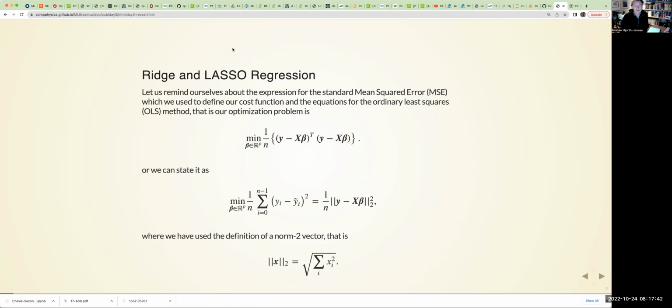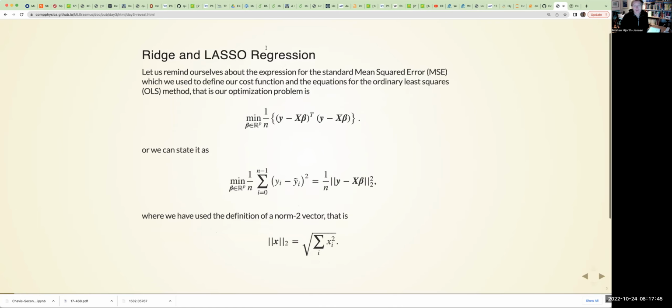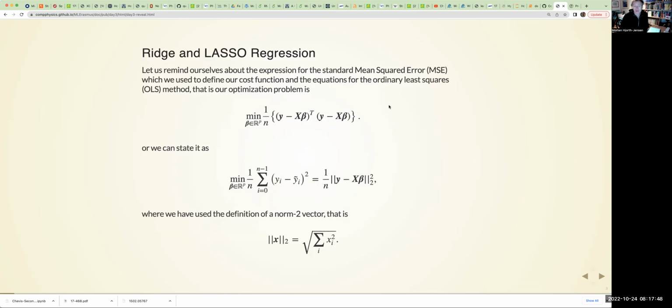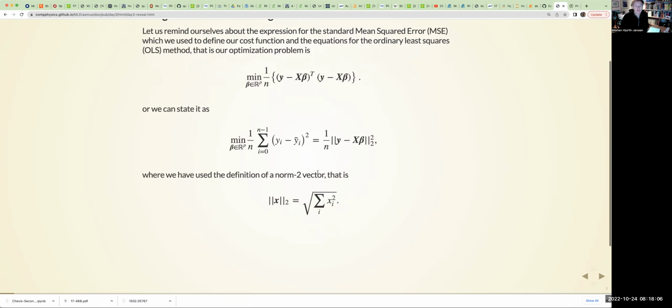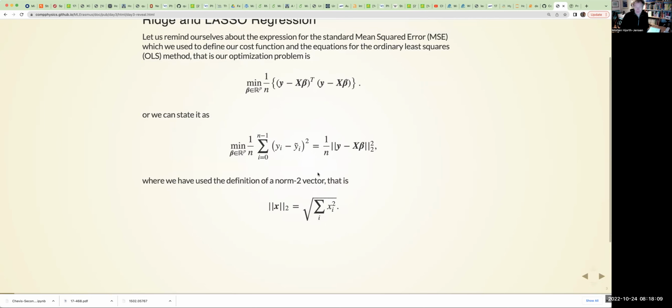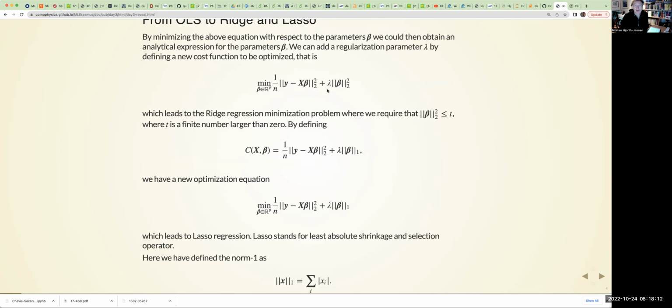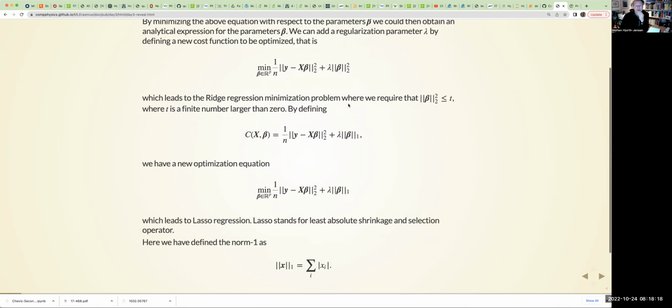So one of the things which we did last week was to discuss the mathematics of ridge and lasso regression. The standard ordinary least squares contains just a standard mean squared error, which we now have rewritten in terms of this norm 2 of a vector. And the way we added the ridge regression was simply to add a parameter lambda here, multiplied with the parameters beta.